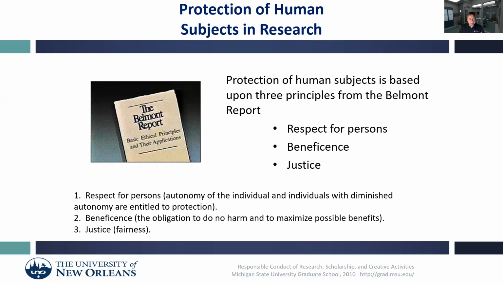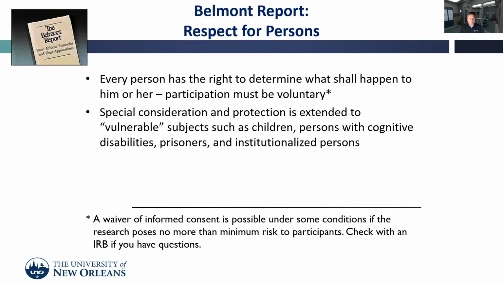And so now let's talk about the Belmont Report. Again, respect for persons, beneficence, and justice. Let's look at these three principles individually. In terms of respect for persons, people have the right to self-determination. How do we assure that participation is voluntary? And is there any type of special consideration, particularly for people who are vulnerable?